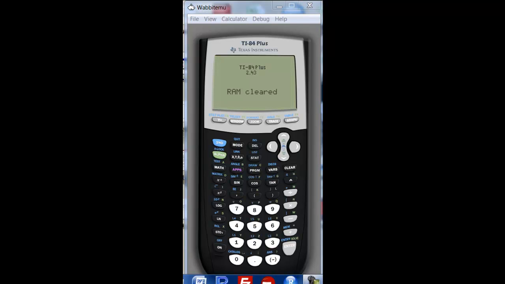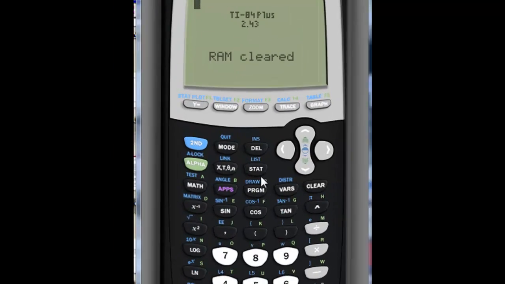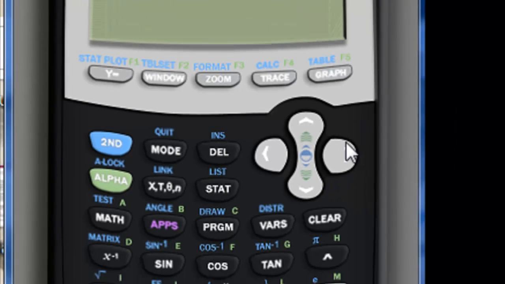Okay, so to do this on the calculator, just hit STAT, arrow over to tests, and go down to 1-PropZInt, and we had 22 out of 100, and we wanted a 98% confidence level, and that's it. And there is the same answer that we came up with when we did this by hand.